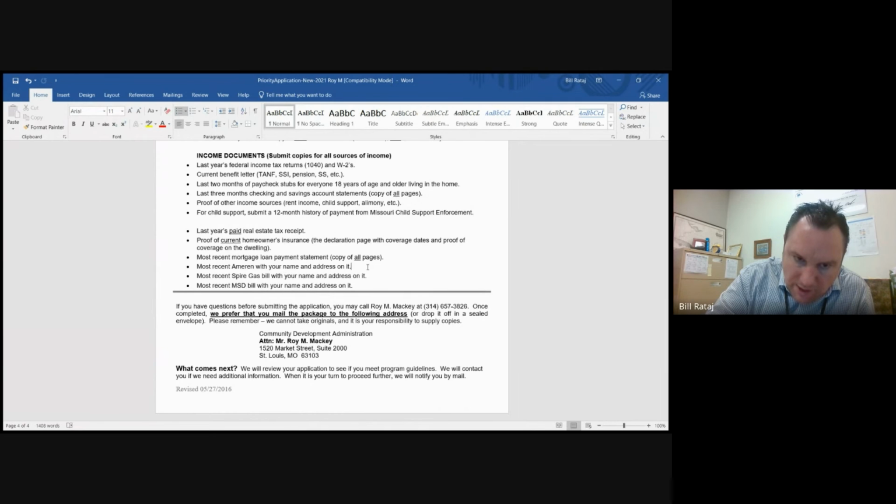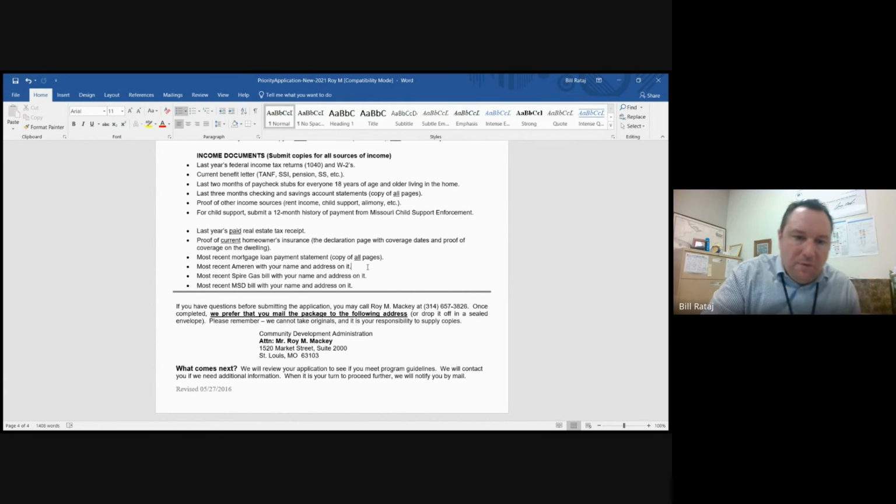The bill needs to show your name and address. Along with this bill, your Spire and your MSD bill, all of those addresses should match the property address. So if your Ameren bill is being mailed out to some other address out in St. Louis County or over in Illinois, you're not going to be eligible for the program. So those have to match.